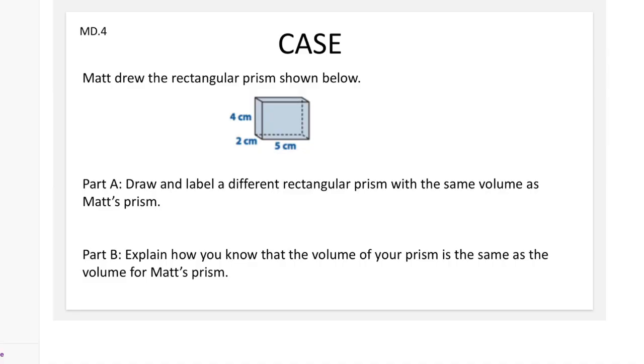I'm going to be doing a case problem. The first thing I'm going to do is chunk. Chunking means reading the word problem carefully and finding the most important parts. So I'm going to start with, Matt drew the rectangular prism shown below.